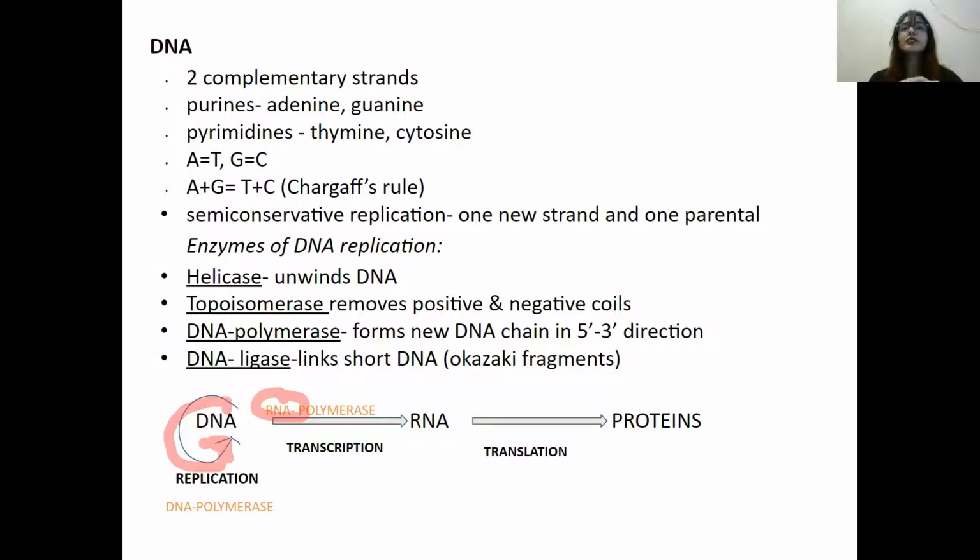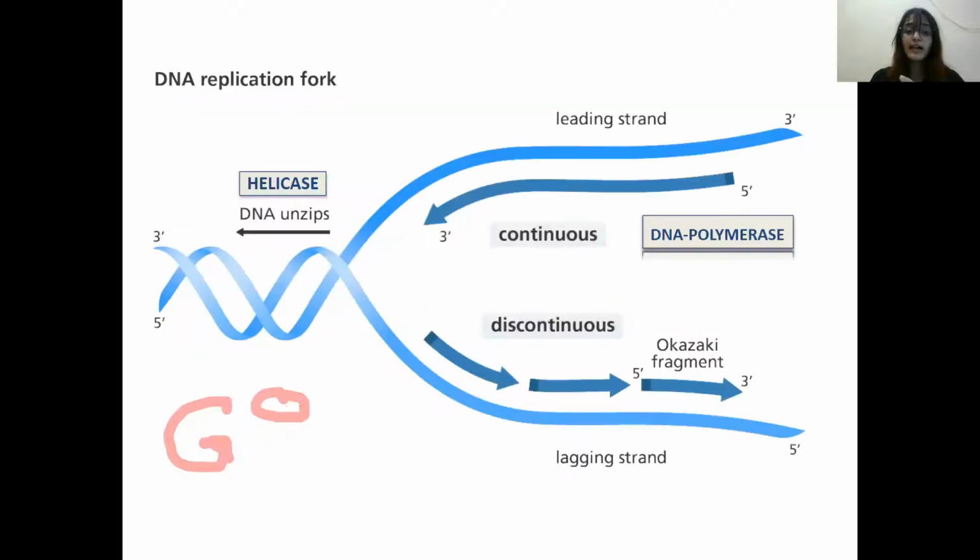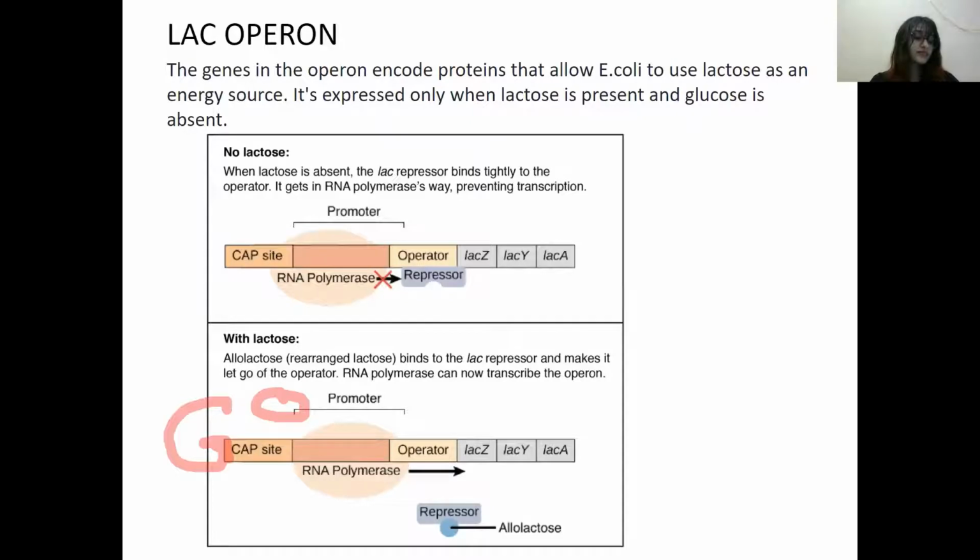It is mainly related to biochemistry, but what part is related to medical biology? Let's discuss that. And that is the lac operon. The genes in the lac operon encode for proteins that allow E. coli to use lactose as an energy source. Normally E. coli utilizes glucose, but if glucose is absent and lactose is present, obviously it needs some enzymes to digest that lactose. So how are these enzymes produced?